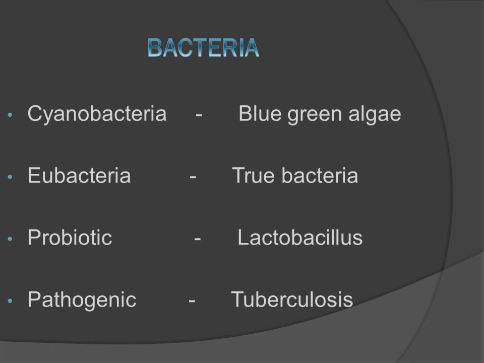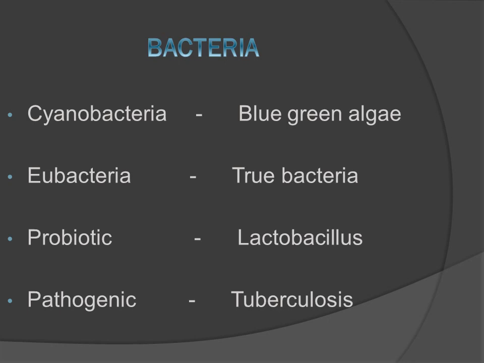Here, the first one is cyanobacteria. Cyanobacteria are blue-green algae, and they are useful for photosynthesis. That's why they enhance oxygen production, increasing the atmospheric oxygen. So cyanobacteria, for example blue-green algae, are useful for photosynthesis.